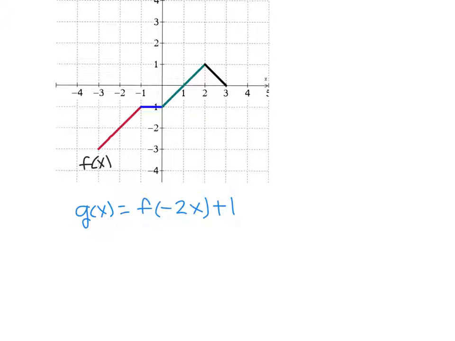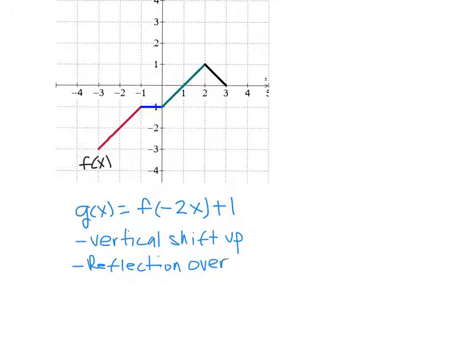So that plus 1 is going to give us a vertical shift up one unit, and the negative in front of the x will be a reflection, and because it's in front of the x, it is over the y-axis. And the 2 being multiplied by the x is going to be a shrink horizontally.